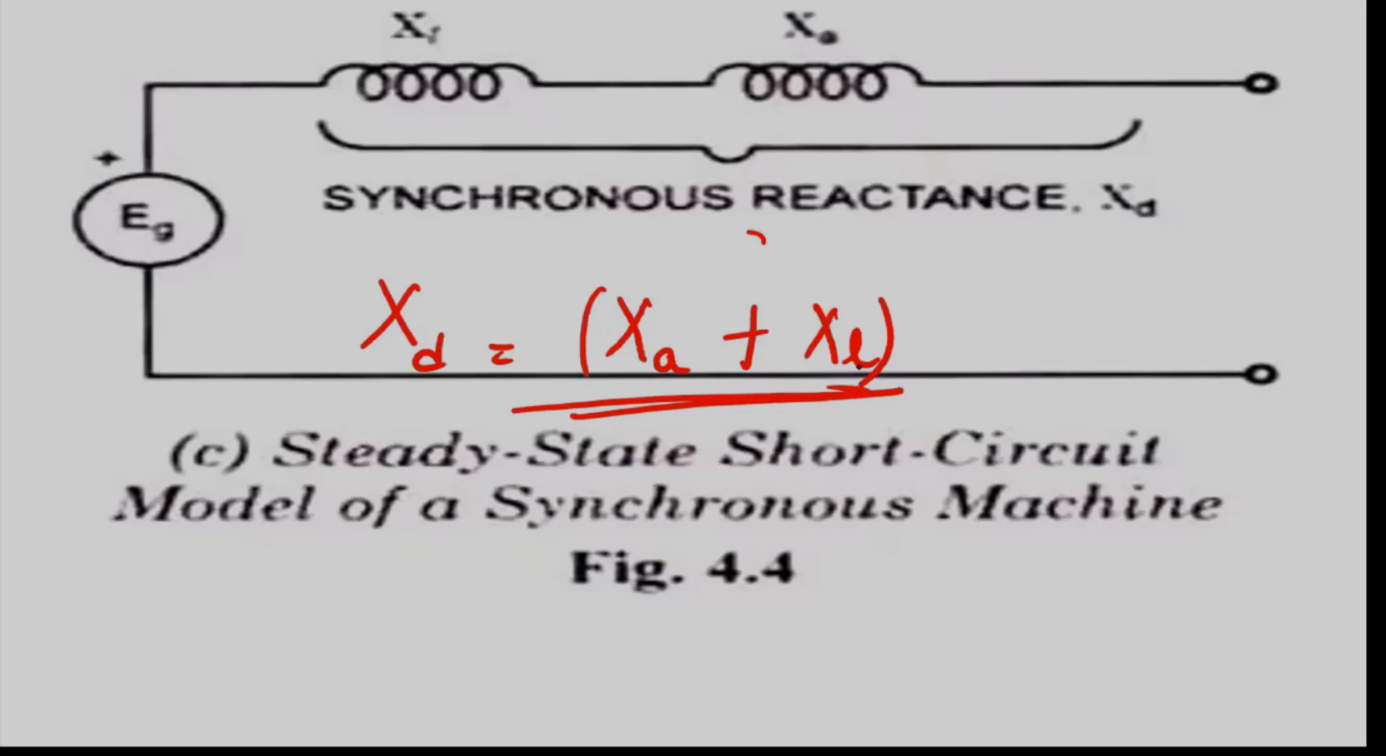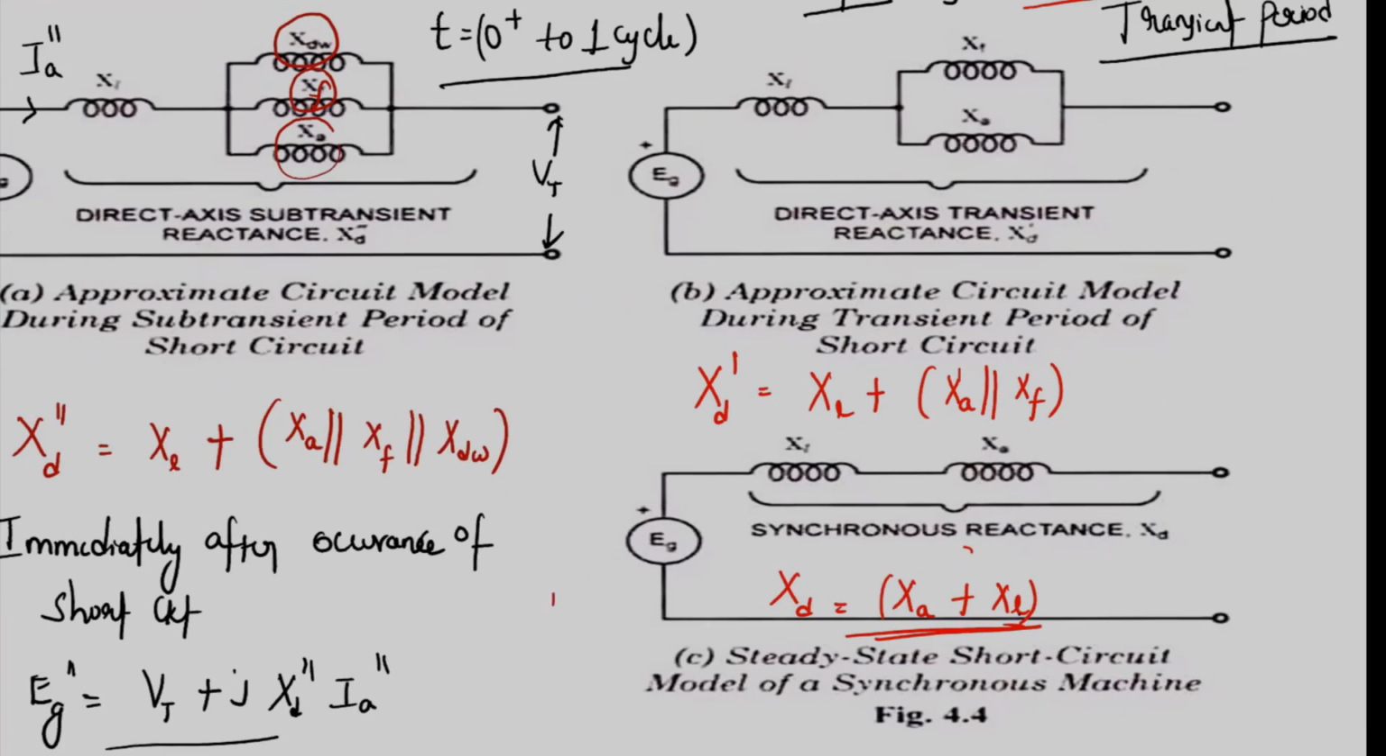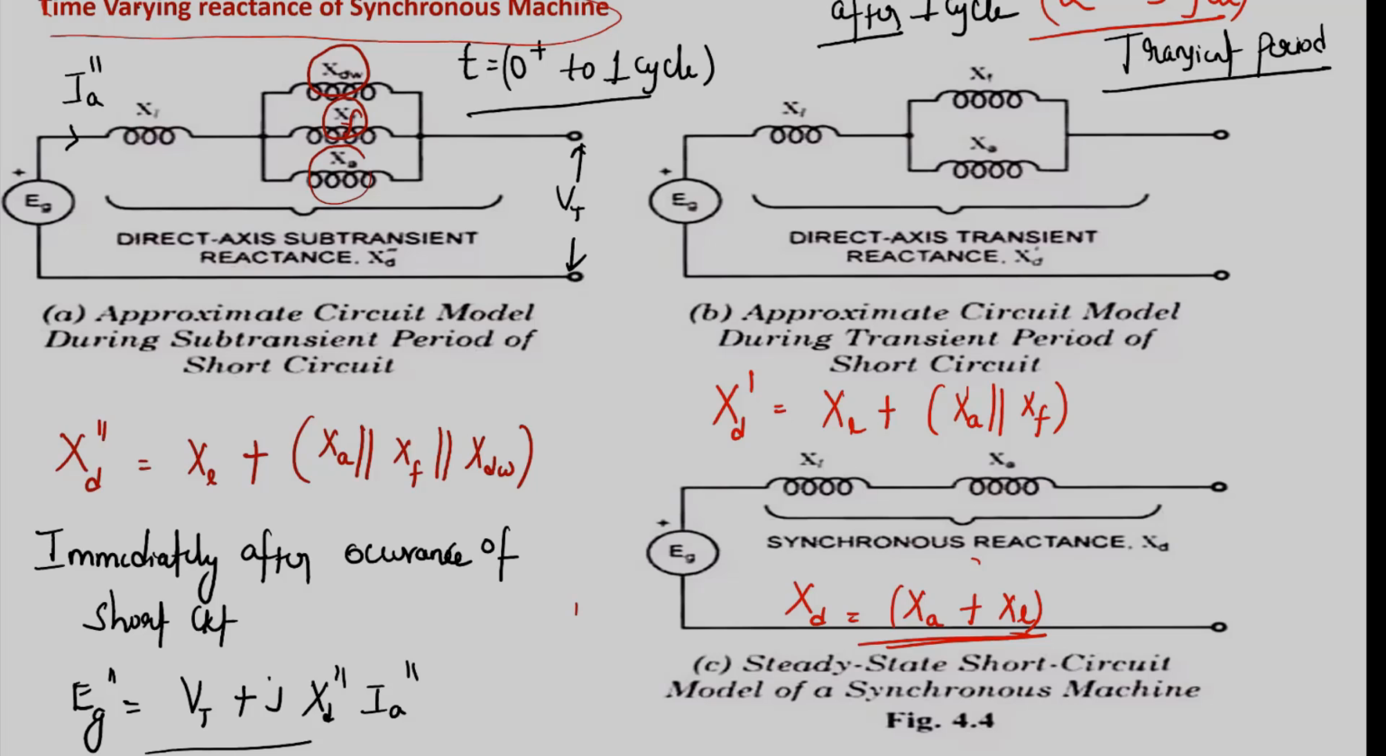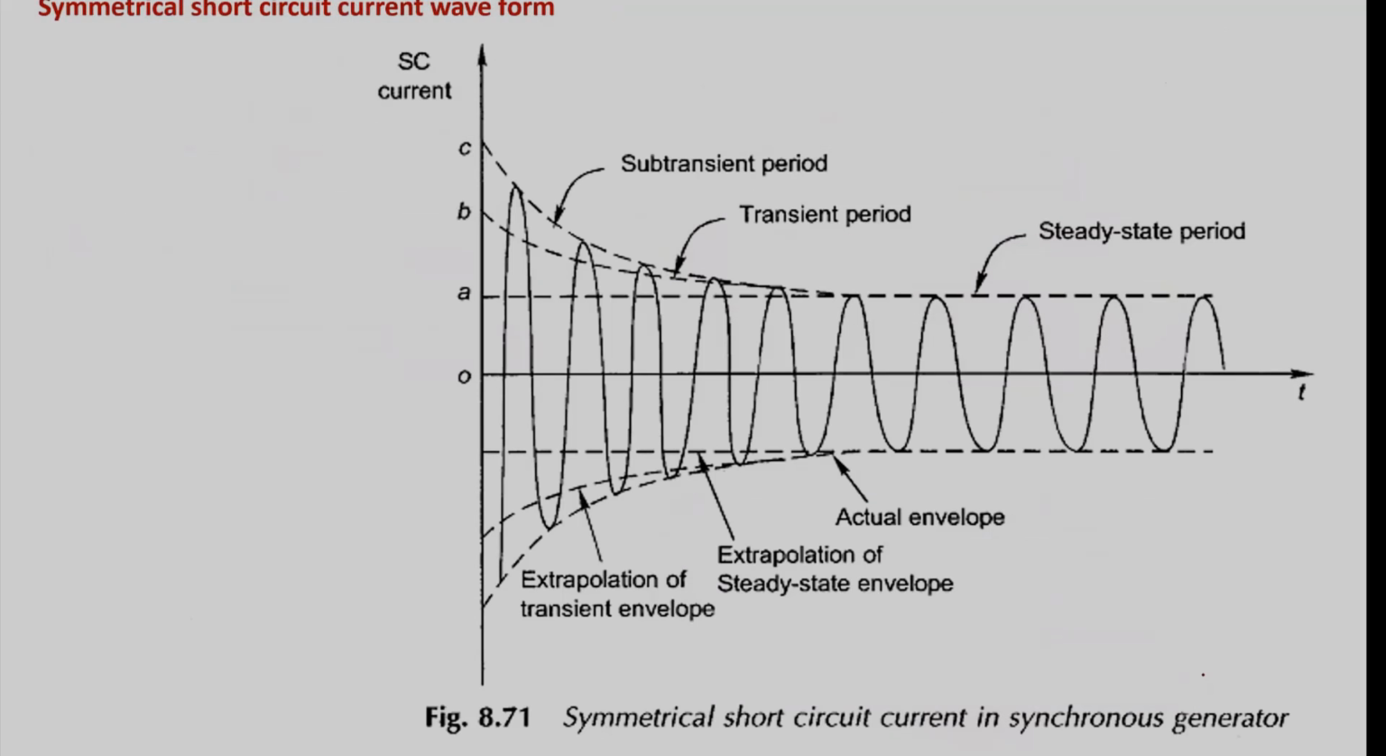Understand? So what you have to remember is the synchronous machine has time varying behavior. Immediately after occurrence of fault, it is in subtransient state. After one cycle to the fifth cycle, it is in transient state. Five cycles after occurrence of fault, it will reach the steady state. So remember, XT double dash is less than XT dash, which is less than XT. Subtransient reactance is the least, then transient reactance is slightly higher, and steady state reactance is the highest.